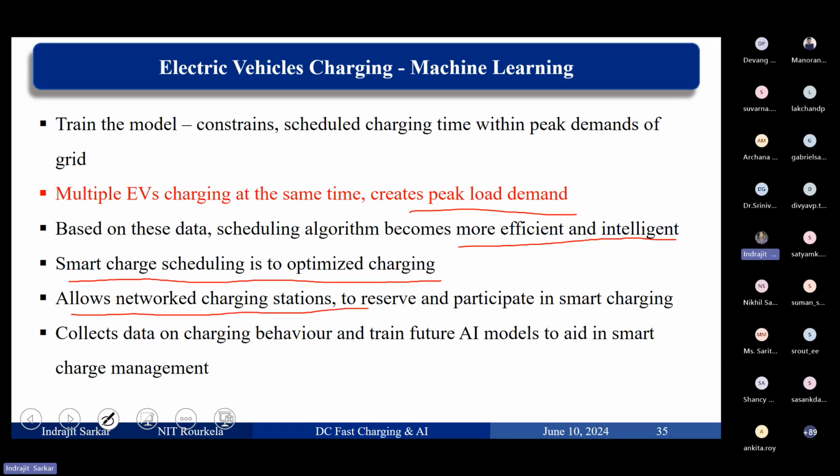Now, as I was talking about the app, the app will be connected with the charging stations. It will connect the customer to the charging stations. The customer will now be able to connect with those charging stations, as in the example I gave of charging station 1, charging station 2 and charging station 3.